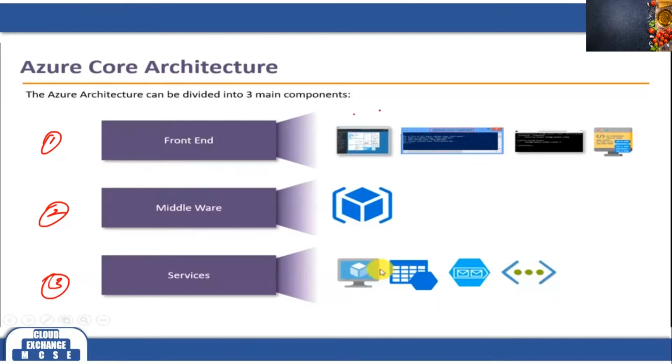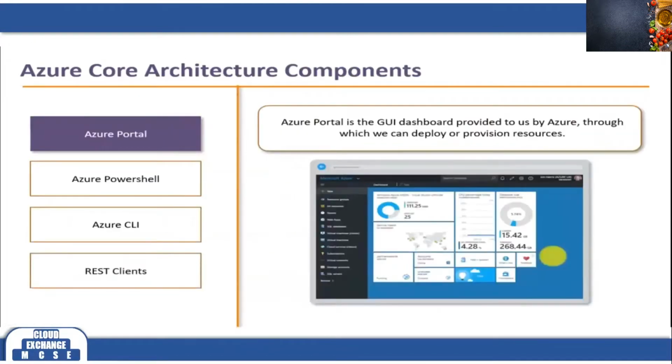We have the Azure portal page. We have PowerShell. We have CLI. We have REST client. So guys, first, the portal page. The portal page is a GUI dashboard provided to us by Azure. Azure created this page, and you can sign in through it to deploy and provision resources. It means through this portal page, we can create our resources, delete the resources, and manage the resources, guys. If you want to add something, if you want to delete something.